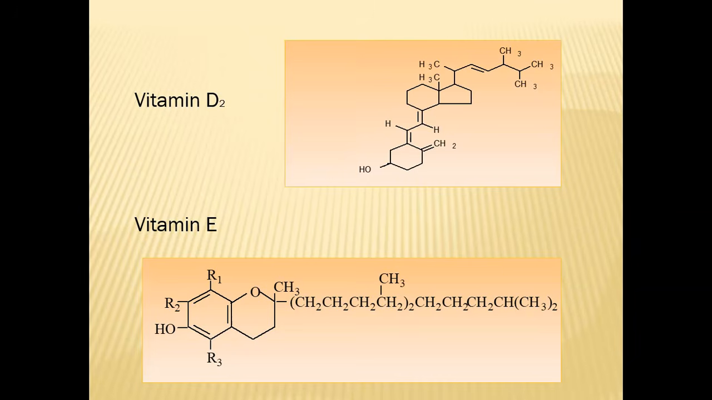1,25 dihydroxycholecalciferol, which is active vitamin D, which reabsorbs calcium that would otherwise go into the urine, and absorbs calcium which is taken in the diet from the intestines. So active vitamin D is needed for the absorption of calcium. If you don't have vitamin D, the calcium will not be absorbed.